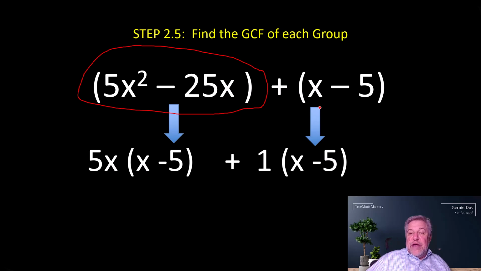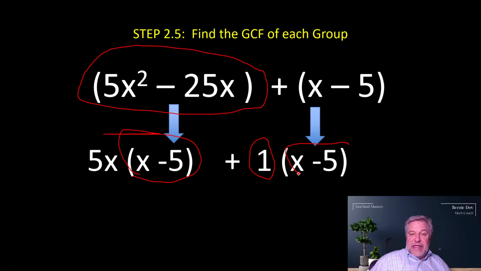And then you have x minus 5, which is really 1 times x minus 5. That's an important thing to recognize: anything times 1 is itself. So I'm putting this 1 back, and you'll see why in a second. Essentially, I factored out these two groups, and I get 5x times x minus 5 plus 1 times x minus 5. And now, voila, you have the same factor, x minus 5 and x minus 5.